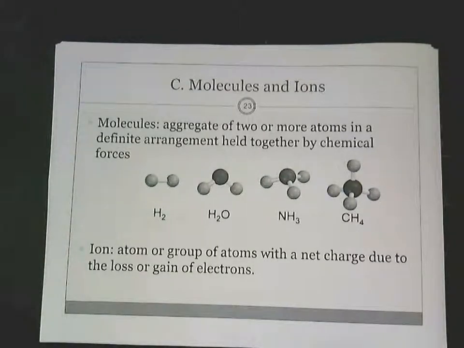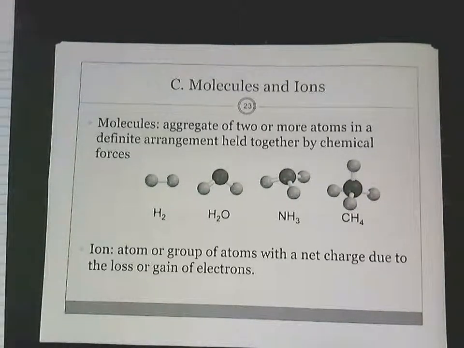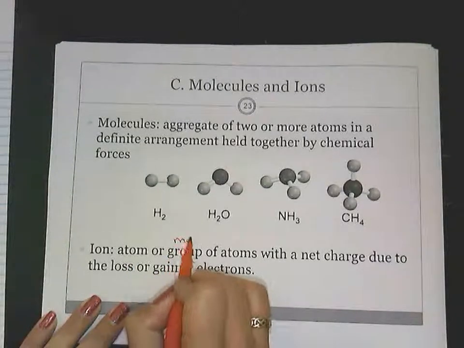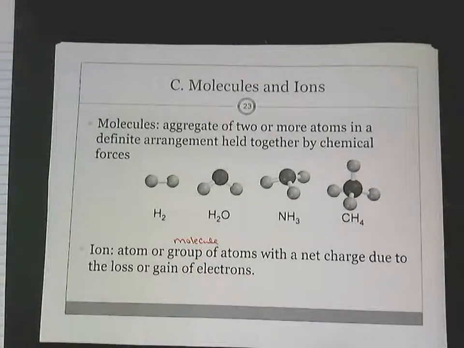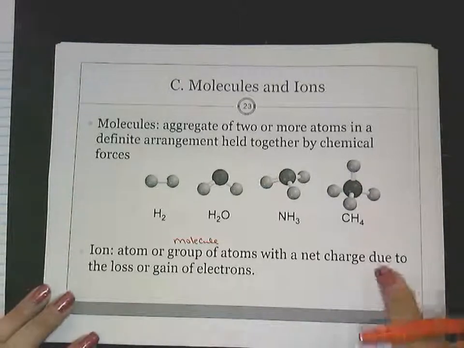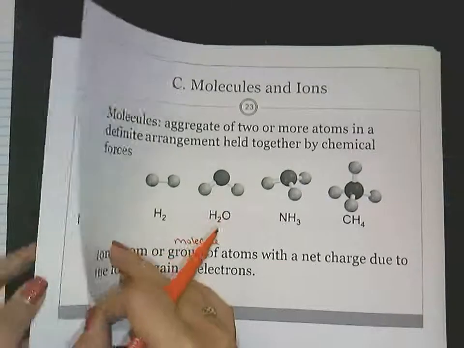But we can change the number of electrons to make the atom no longer neutral. So an ion is an atom or group of atoms, so an atom or a molecule, that has a net charge, right? So a group of atoms stuck together would be a molecule. It's going to have a net charge due to a loss or gain of electrons.